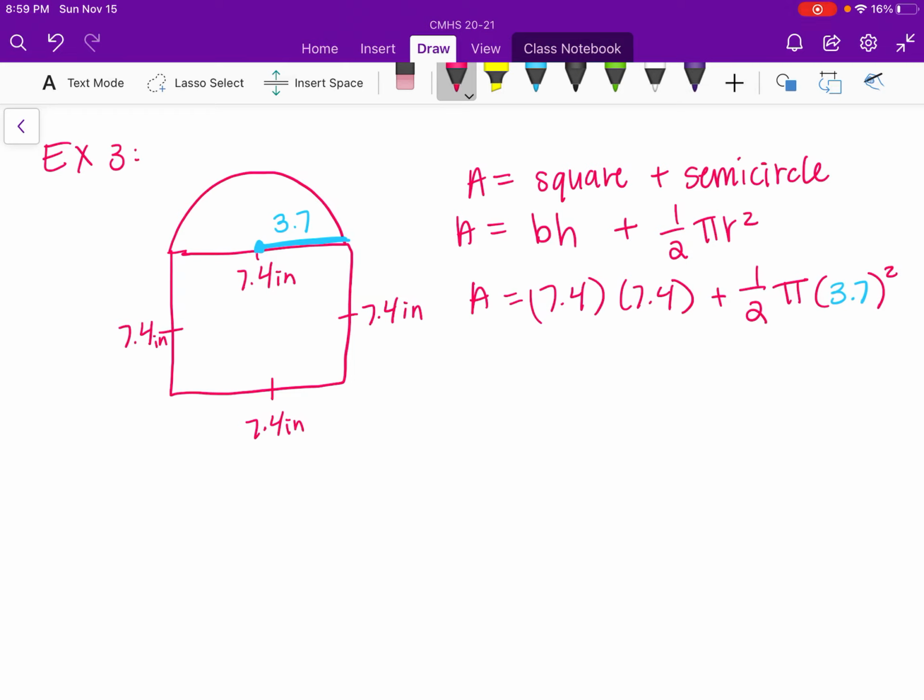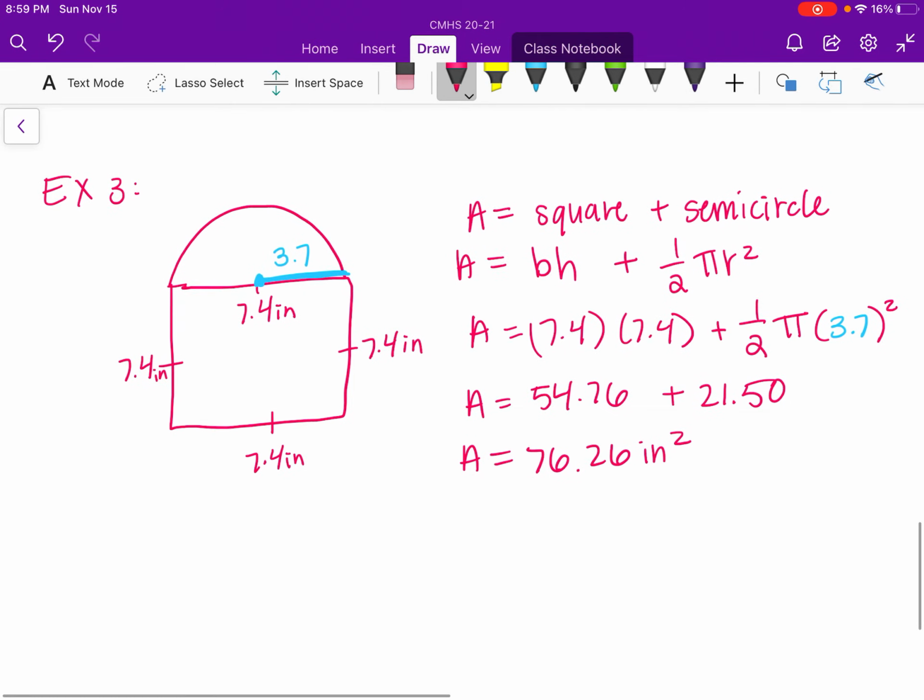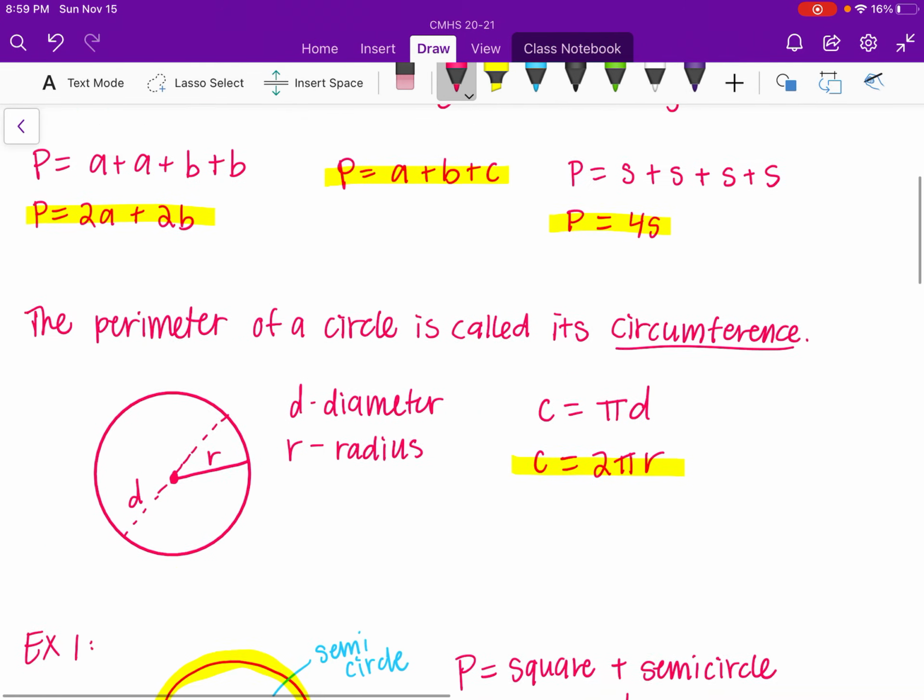Remember, it's very important to determine if you're working with the diameter or the radius because you want to make sure you're using the right number. And our total, let's see, 7.4 times 7.4 is 54.76. And 1/2 pi times 3.7 squared is 21.50. So if we add those two areas together, we get 76.26 inches squared. And that, my friends, is perimeter and area.